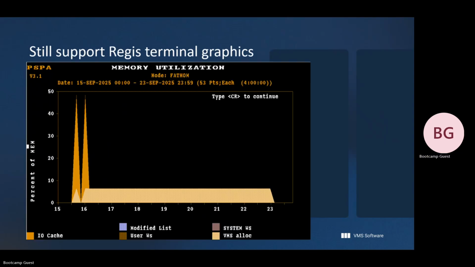And here, yes, we still support ReGIS terminal graphics. So that is a DEC. Basically, I pulled up a similar graph here. In this case, it was just memory utilization for Fathom during this time, from the 15th to the 23rd. We kind of see what was going on there. Again, we're seeing my spikes with the UETP test running, and then it just kind of settles down.